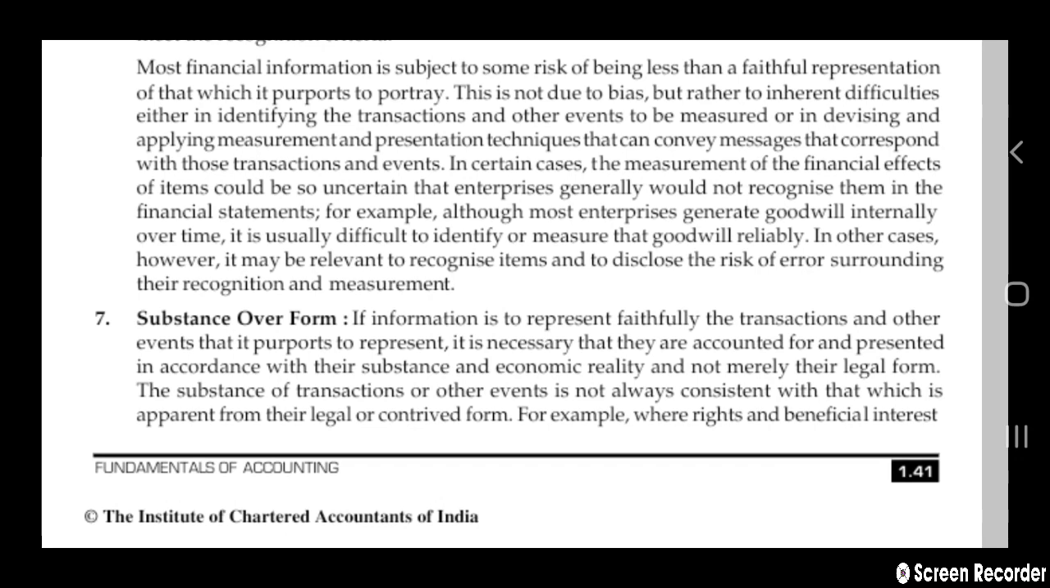Most financial information is subject to some risk of being less than a faithful representation of that which it purports to portray. This is not due to bias but rather to inherent difficulties, either in identifying the transactions and other events to be measured, or in devising and applying measurement and presentation techniques that can convey messages that correspond with those transactions and events.